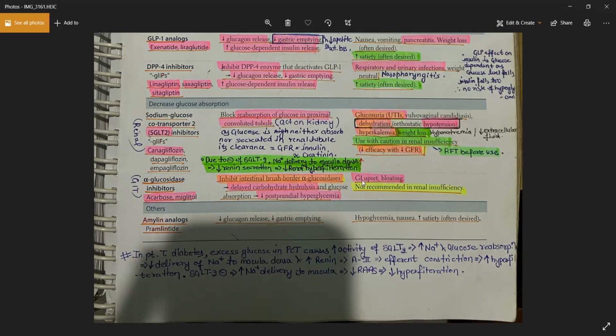It will cause a GI upset. It will cause bloating. Okay, and it is also not recommended in renal insufficiency, because in that case you will have too much level of these drugs. You can have too much diarrhea, bloating, and other symptoms also, and hypoglycemia also. Okay, so they're actually useful in decreasing the postprandial hyperglycemia. They can cause hypoglycemia. Okay, any doubt on these alpha glucosidase inhibitors? Very easy. They just inhibit the glucosidases. Okay.